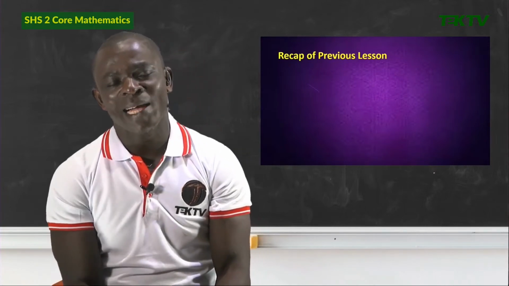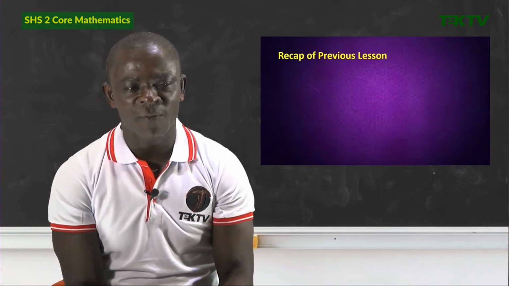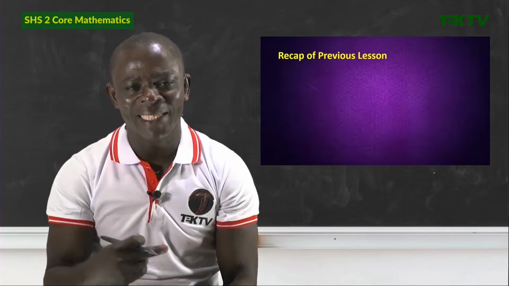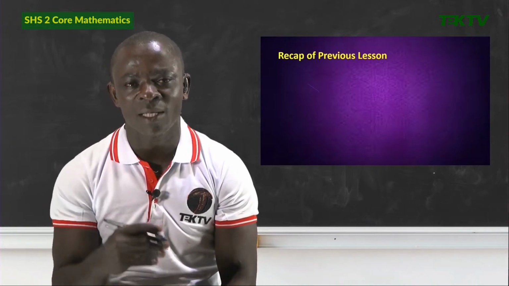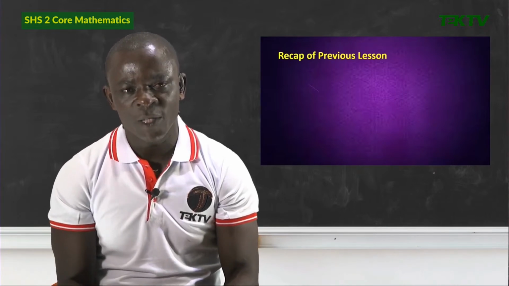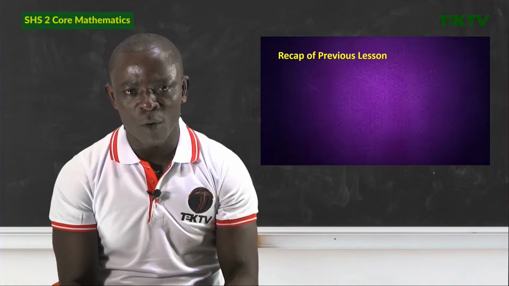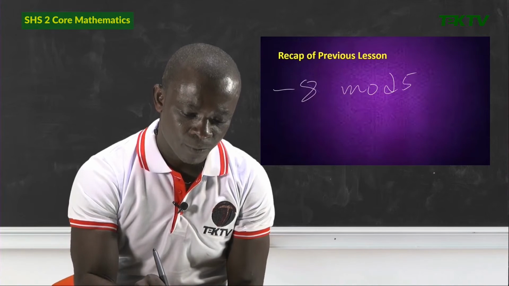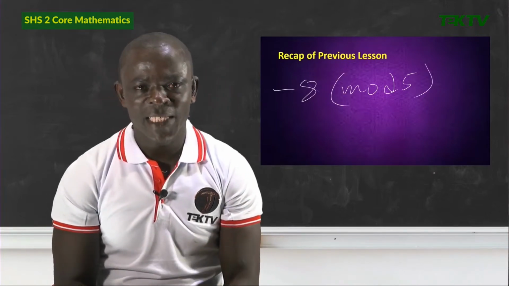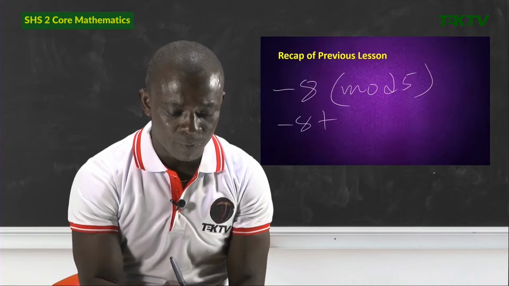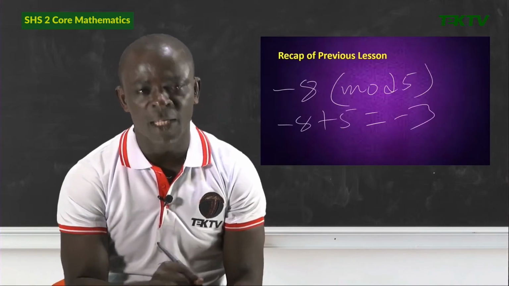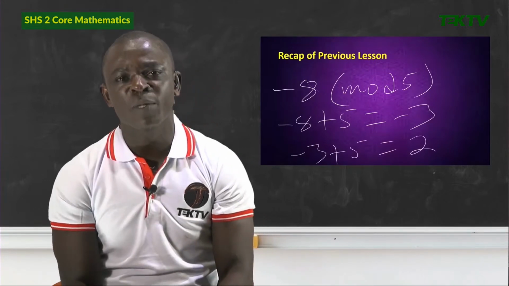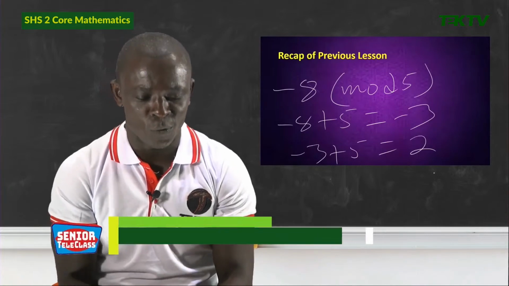Also, we looked at how to find the mod of negative numbers. We said if you want to find the mod of a negative number, you constantly add the mod to the given number until 0 or a positive number is obtained. For instance, if we have negative 8 in mod 5, negative 8 plus 5 will give you negative 3. And then negative 3 plus 5 will give you 2, which means negative 8 in mod 5 equals 2.